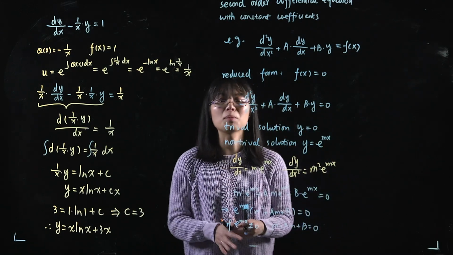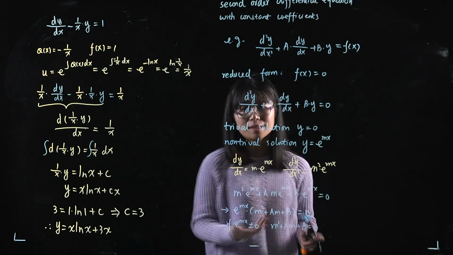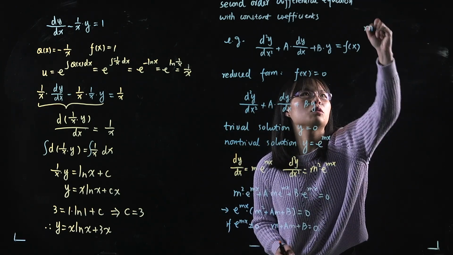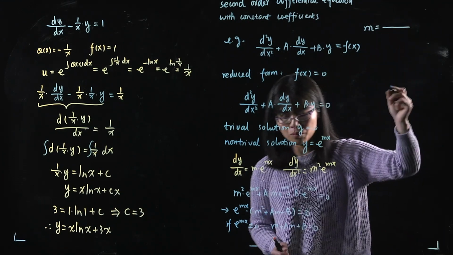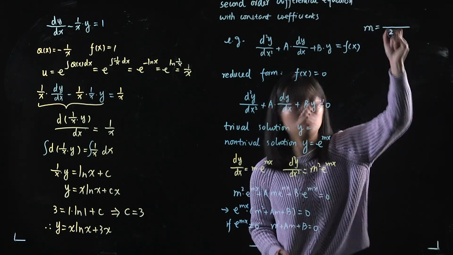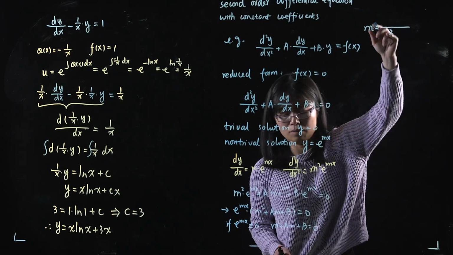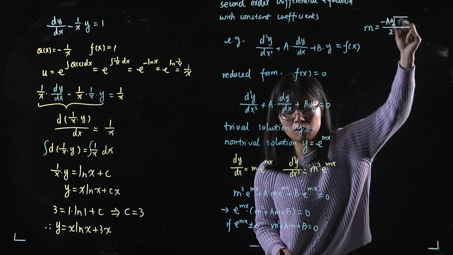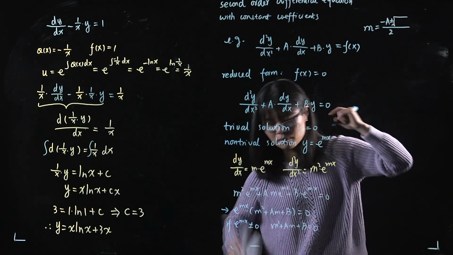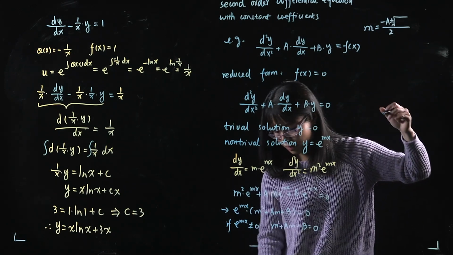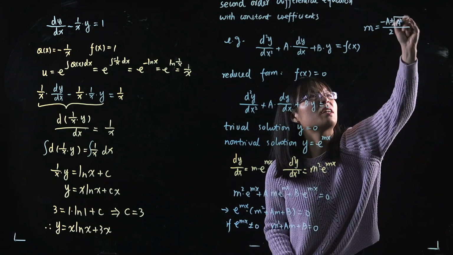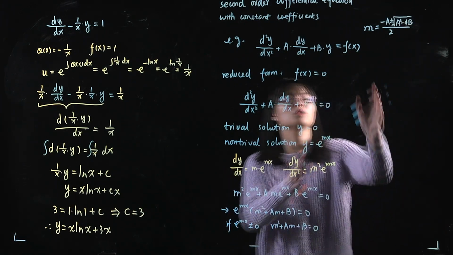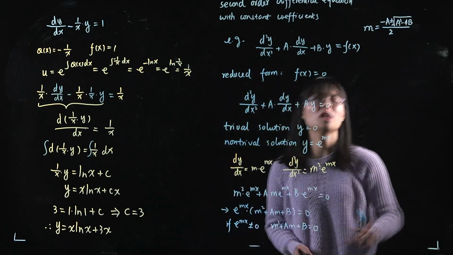See, now we transform the differential equation into a quadratic equation, which is easy to solve. You can just use the formula for the root. So m should equal, denominator we have 2, numerator we have minus a plus minus the square root of a squared minus 4b. Okay, so this is my root for this quadratic equation.